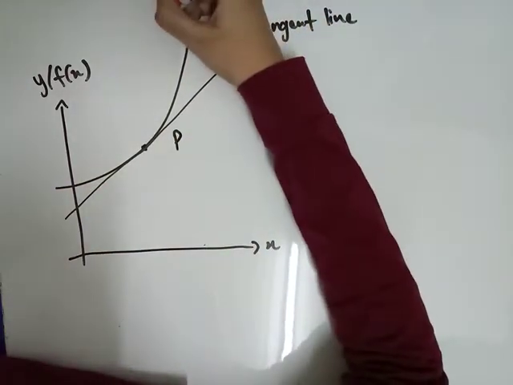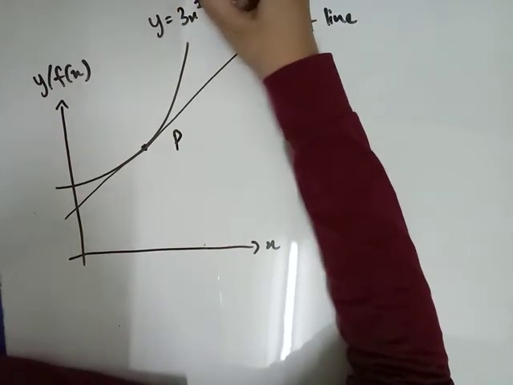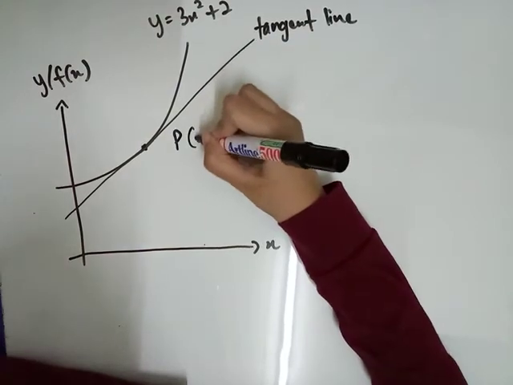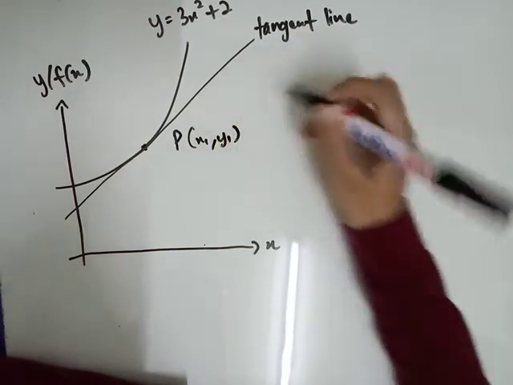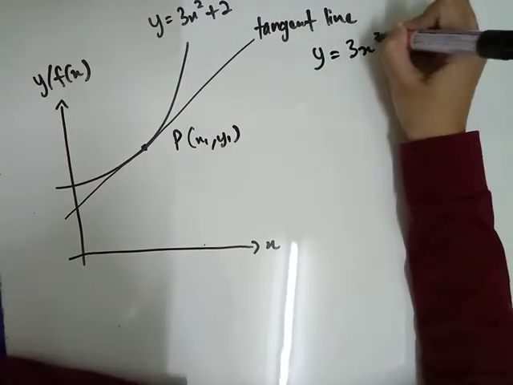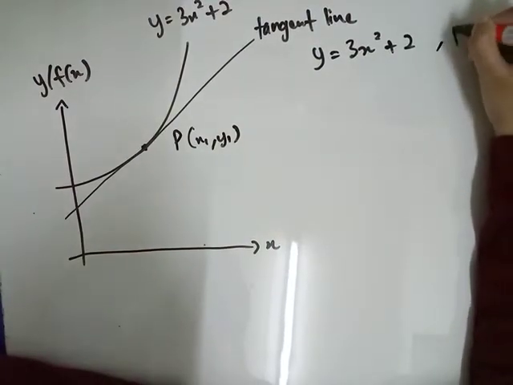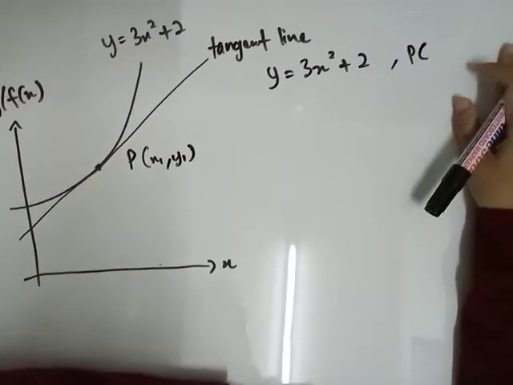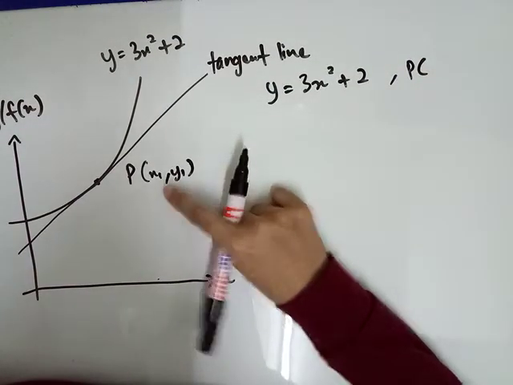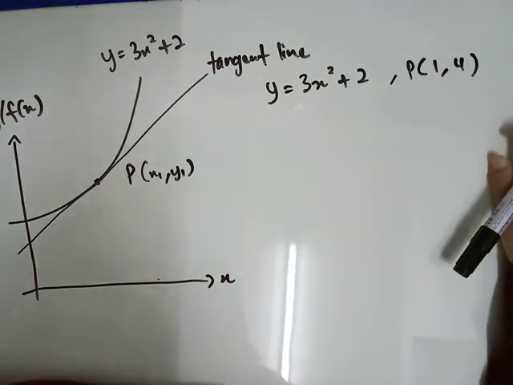Okay, let's say the equation of the curve is y equals to 3x squared plus 2. Let's say. Okay, and then we have a point P here, point P, this one x1, y1. So from the equation of the curve, y equals 3x squared plus 2, at point P, let's say I'm going to put point P as (1, 4).